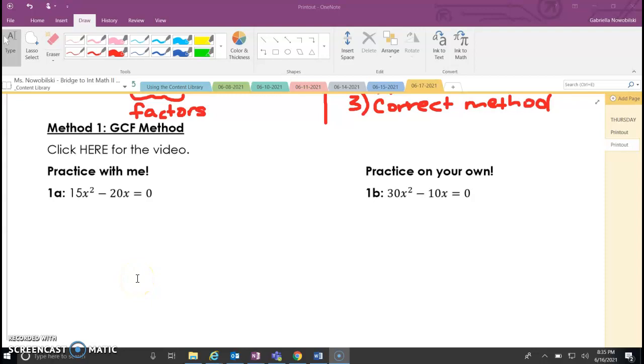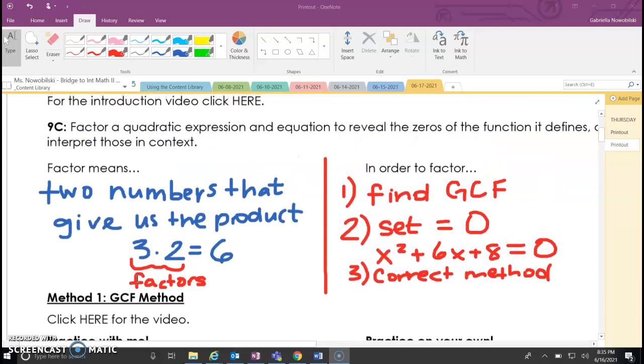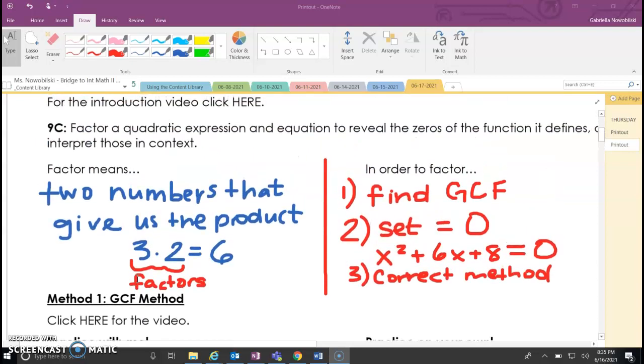Alrighty, so if you just finished the introduction, all I did was go over what a factor means and what you have to do in order to factor. This "in order to factor" list that I made here, 1, 2, 3, is just basic steps. It's a roadmap for you to follow in case you look at a problem and you're like, I have no clue what to do. That's exactly where you'll want to go. It will give you some guidance here.